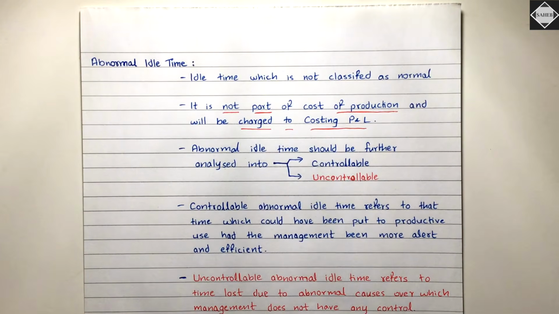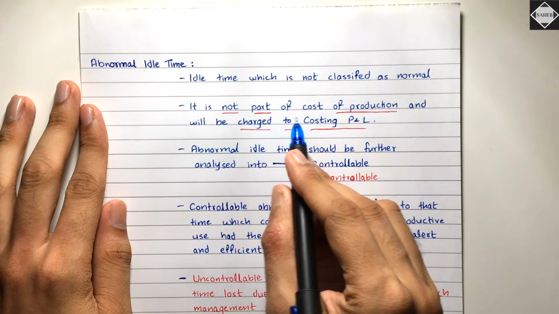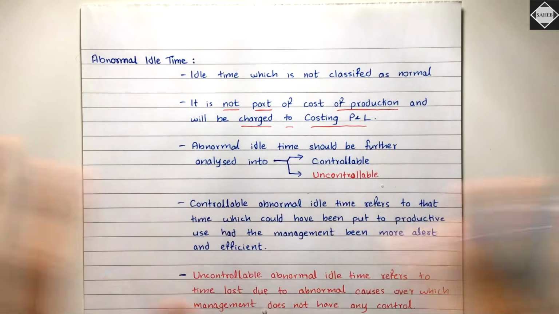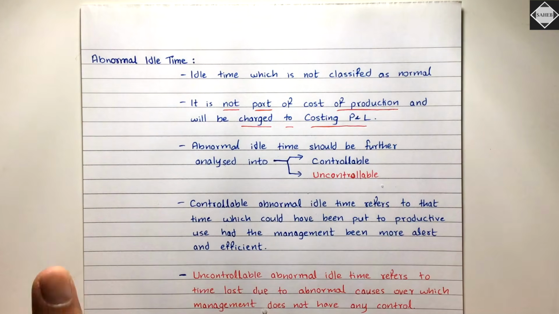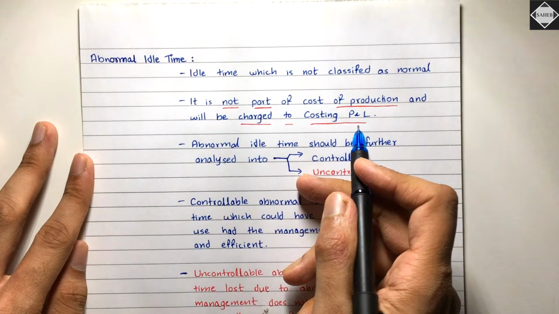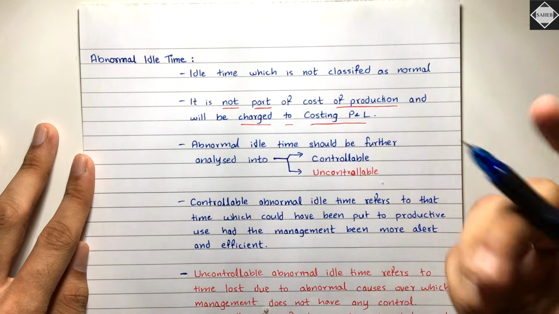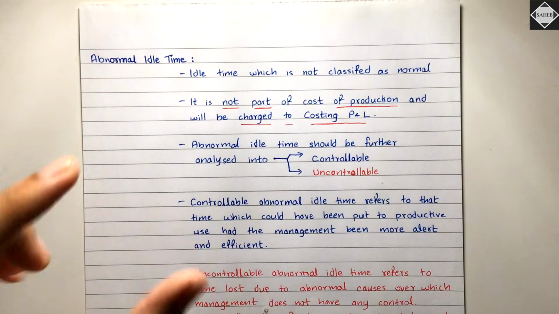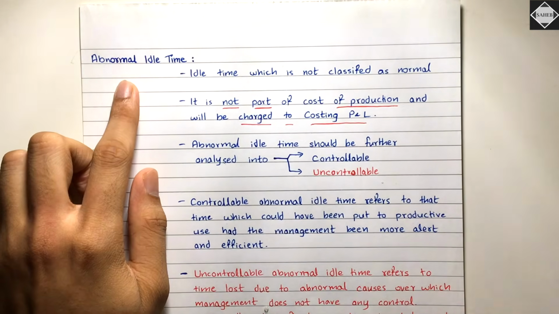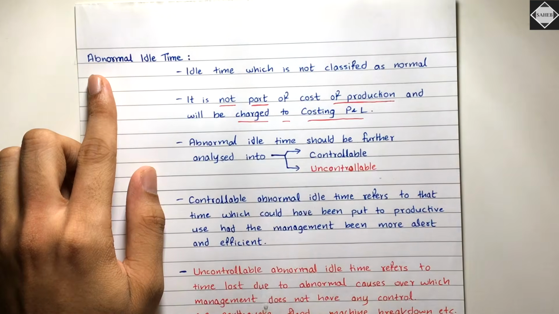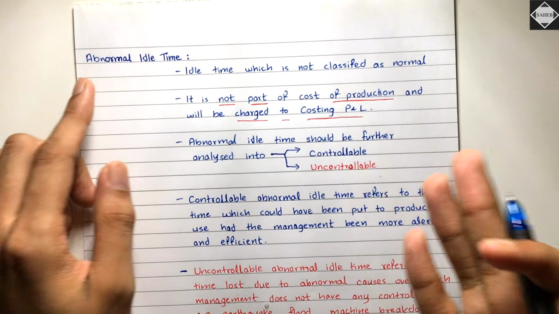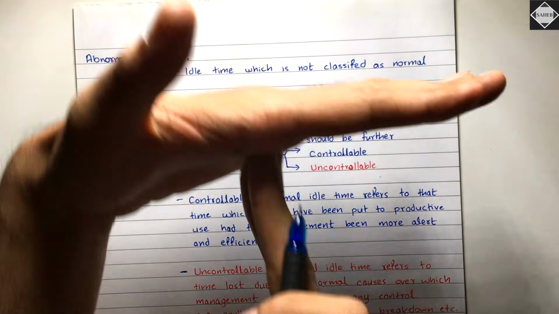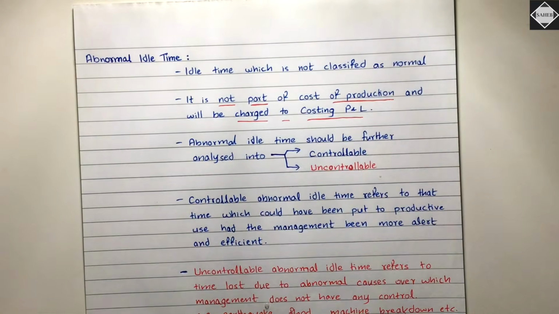What is the treatment, sir? See, the treatment is really simple. It is not part of cost of production, exactly opposite to normal idle time. You cannot treat it as part of the cost of production. You have to separately take it to costing profit and loss. What is the meaning? It means you cannot recover the money which it cost us for abnormal idle time from the customer. You have to separately treat it as a loss in costing profit and loss. You have to debit it. In costing profit and loss, you have to take it on the debit side. That's what you have to do with the abnormal idle time.